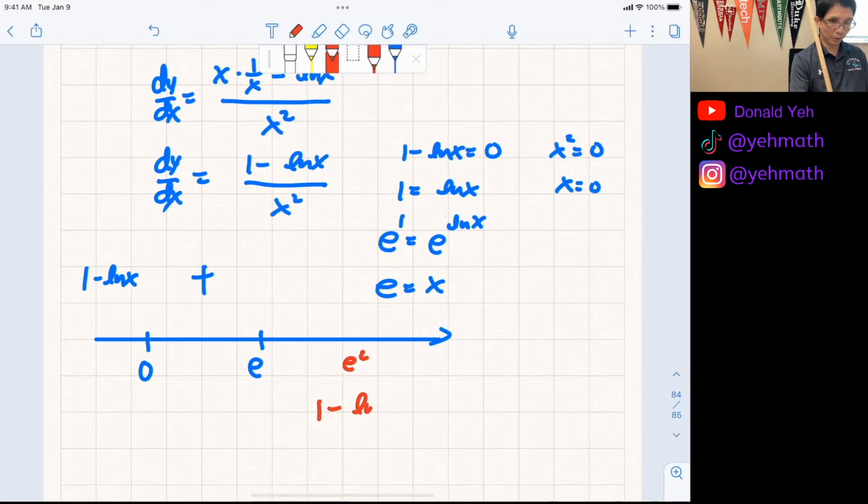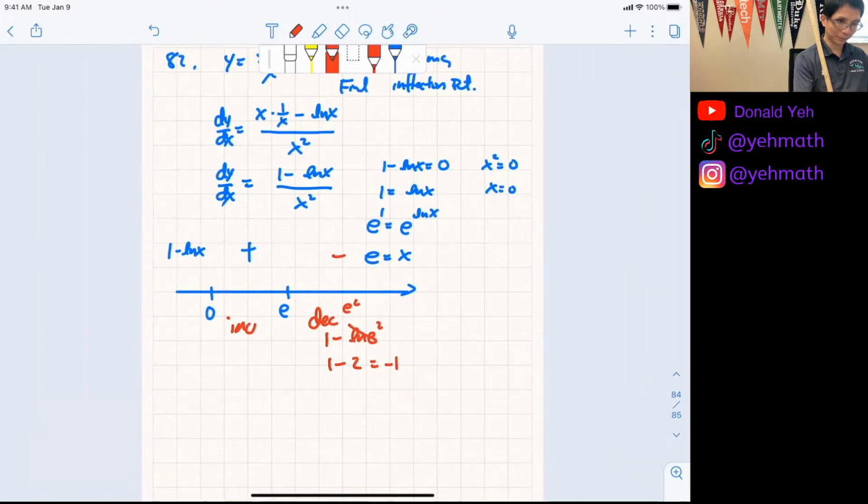One minus natural log of e squared. What is it? The ln and e will do what? Cancel, right? So that's equal to -1. So it's negative, so it'll be decreasing. So x equal to e is the relative maximum. Am I going too fast?